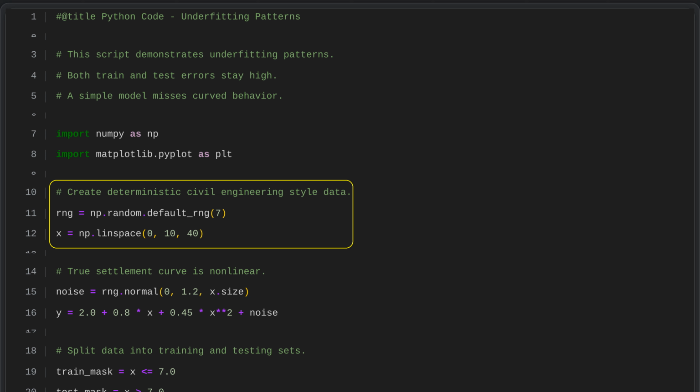We create reproducible sample data for a civil engineering beam scenario by using a fixed random seed. Then we define 40 evenly spaced measurement positions from 0 to 10 along the beam.